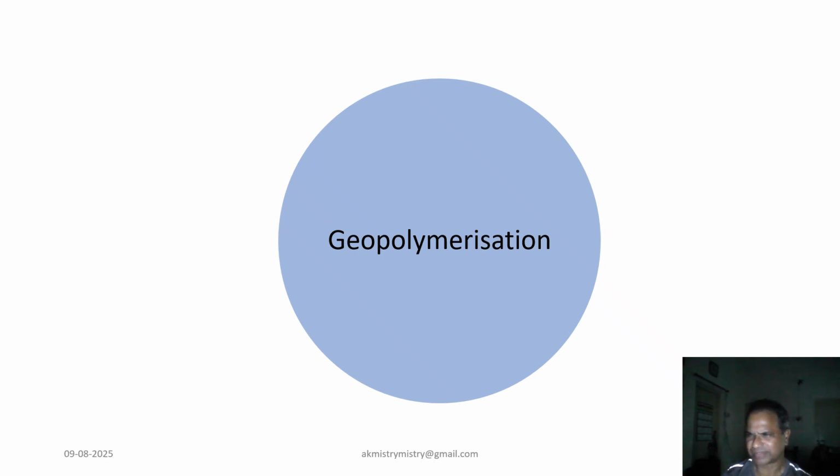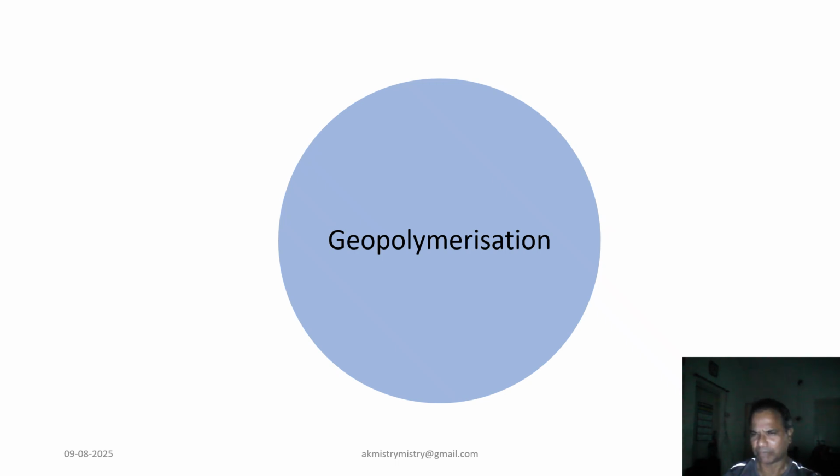Geopolymerization is a process that turns waste material into strong building material. To make it work well, we need to look at several things: the type of raw material, how we mix and cure them, their strength, environmental impact, cost, how they will be used, and whether the process is safe and scalable.